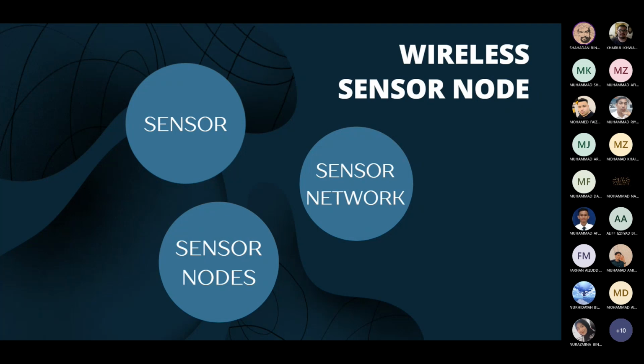And last but not least is sensor node. Sensor node ni dia basic unit in sensor network. Sensor nodes can collect, process, analyze and disseminate data in order to provide access to information anytime and anywhere.